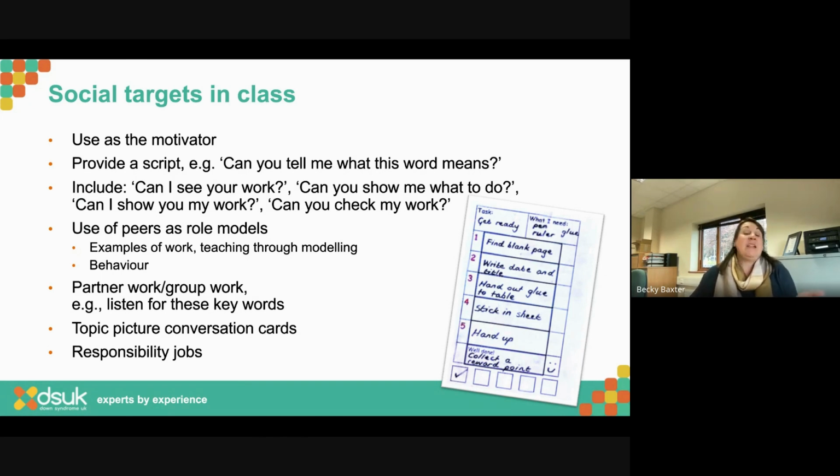Can you tell me what this word means? My readers might write that down, or for those who are non-readers, we start off with things like, can I borrow a pencil? And I'll go over with a sentence strip that says, can I have a pencil? And it's got a picture of a pencil on it. So I don't have to necessarily say anything clearly. The other child, and we'll tell the other children what they say, can see pencil. Oh yeah, here you go. Oh, thanks very much. So thinking about going over and asking things like, can I see your work? Can you show me what to do? Can I show you my work? Can you check my work? Right, all the way through can be supporting that communication.